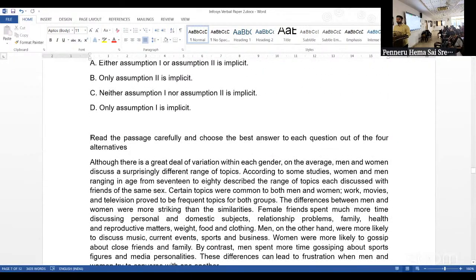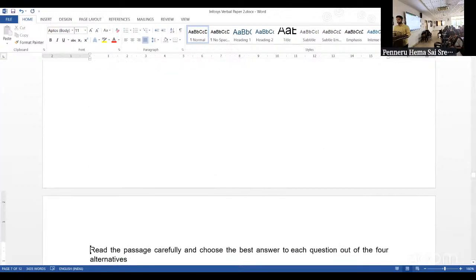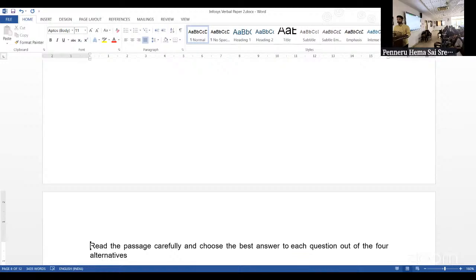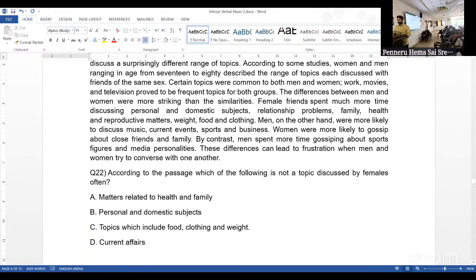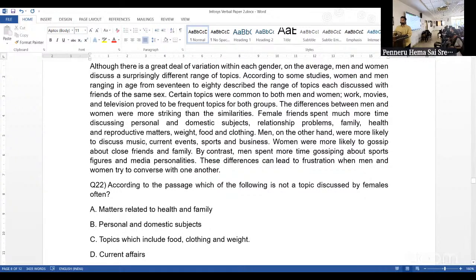What is the answer for this? According to the passage, which of the following is not a topic discussed by females often?